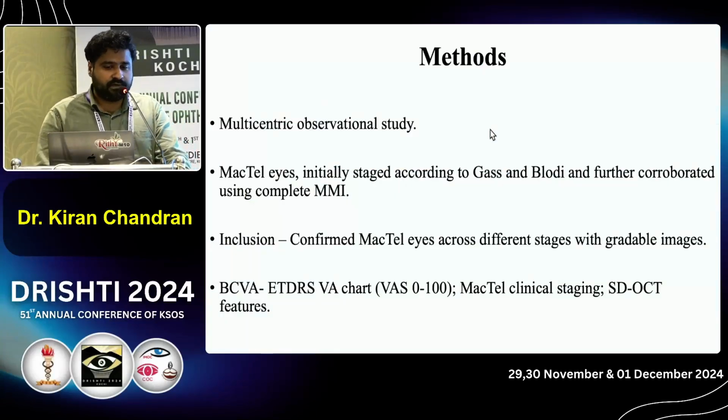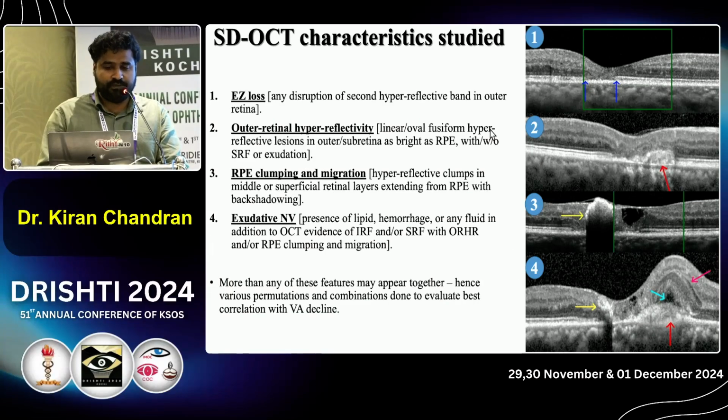So ours was a multi-centric observational study involving 3 centers in India. MacTel eyes were recruited, initially staged according to the Gass and Blodi staging and further corroborated using complete multimodal imaging. Inclusion criteria were confirmed MacTel eyes across the different stages with gradable images. Best corrected visual acuity was calculated with ETDRS visual acuity charting with a visual acuity score of 0 to 100. MacTel clinical staging was done as per Gass and Blodi, and SD-OCT features were studied.